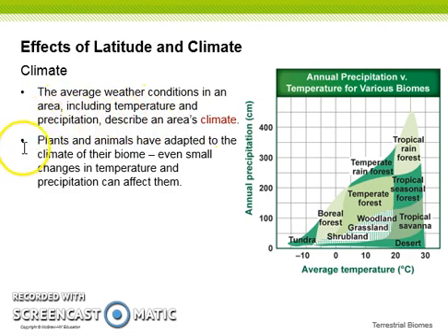So continuing in your notes, plants and animals have adapted to the climate of their biome. Even small changes in temperature and precipitation can affect them.